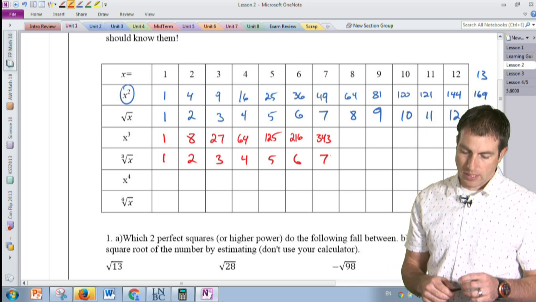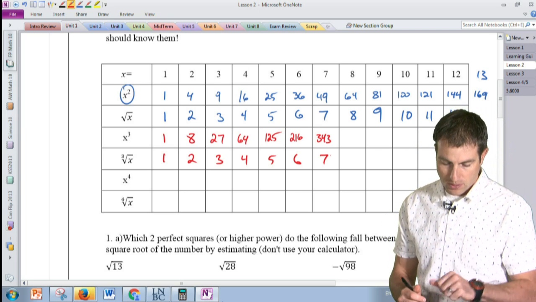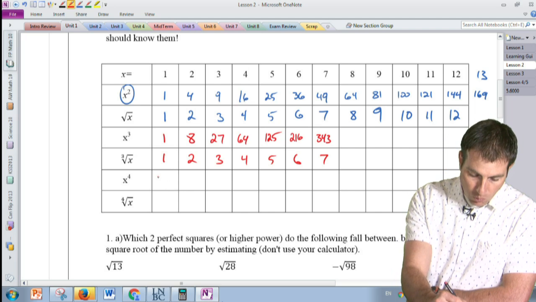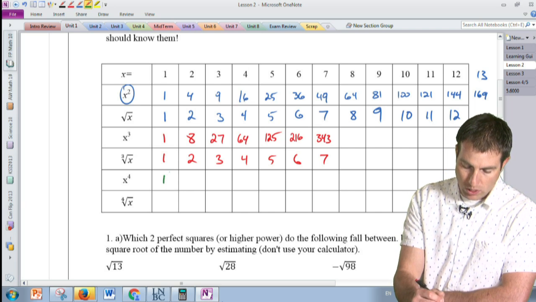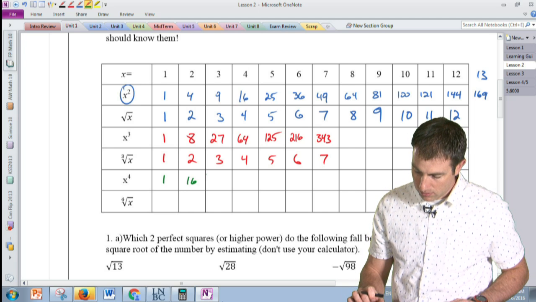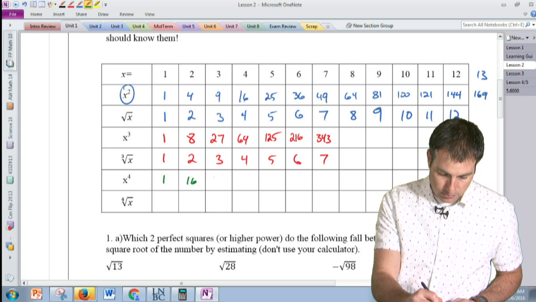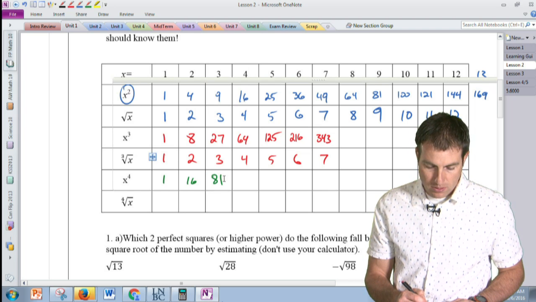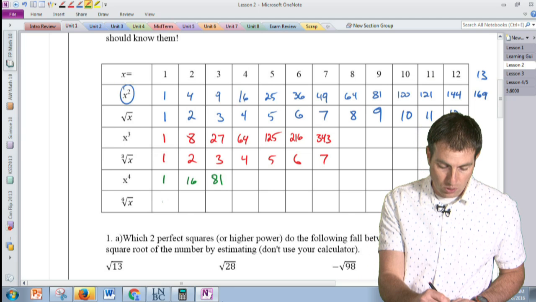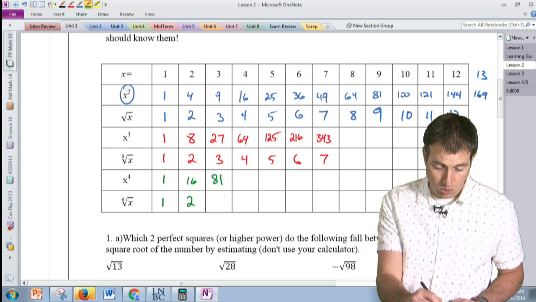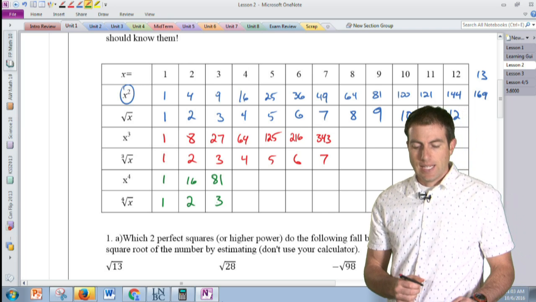Perfect fourths. I don't know these at all. They don't come up very often, but I suppose you should know them. 1 times 1 times 1 times 1 is 1. This is going to be 16. 27 times 3, what's that going to give me? It's 81. Probably could have figured that one out. The fourth root of 1 is still 1. Fourth root of 16 is 2. And the fourth root of 81 is 3.